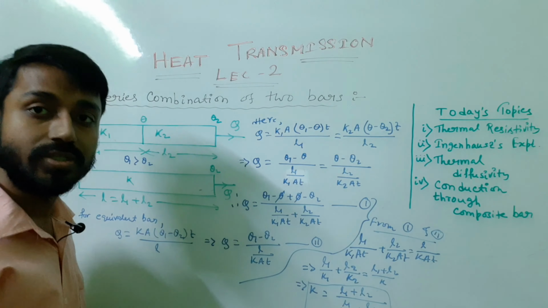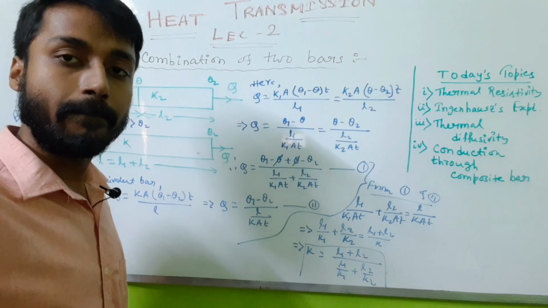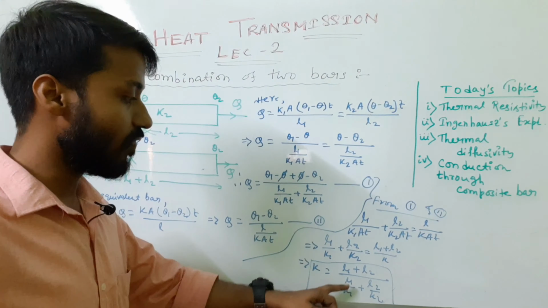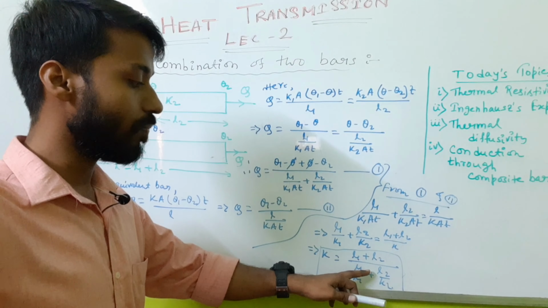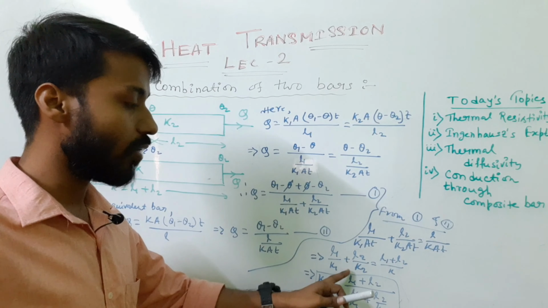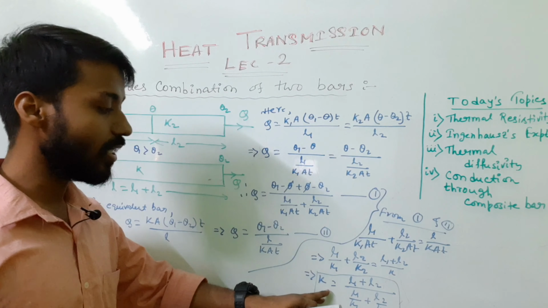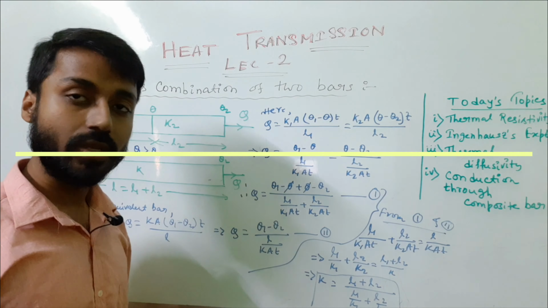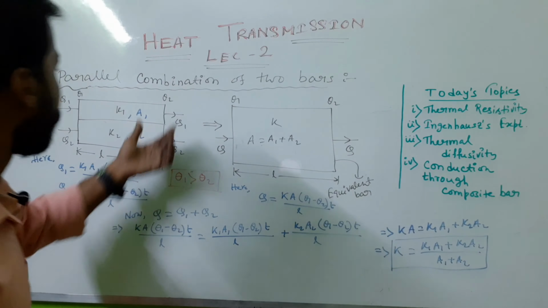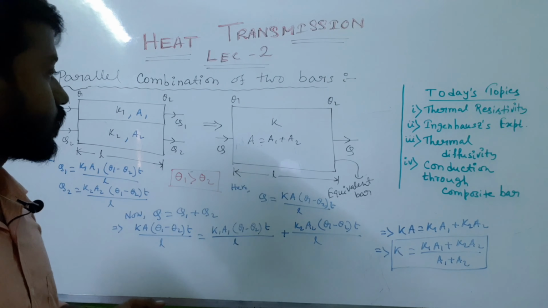So this is the formula. I hope you can see it. This is the formula, L1 plus L2 by L1 by K1 plus L2 by K2. This is the equivalent conductivity. So now, okay, parallel slab. So parallel combination of two bars.